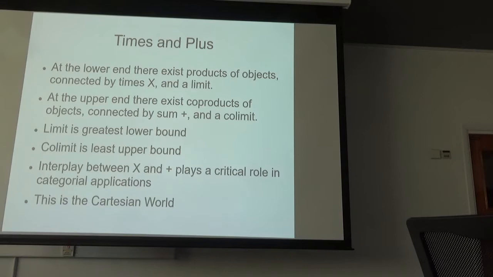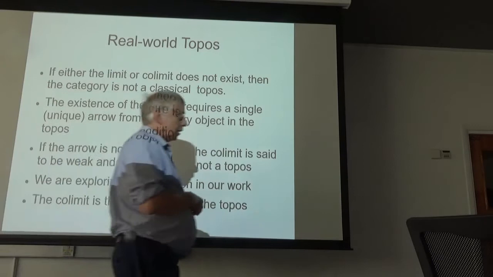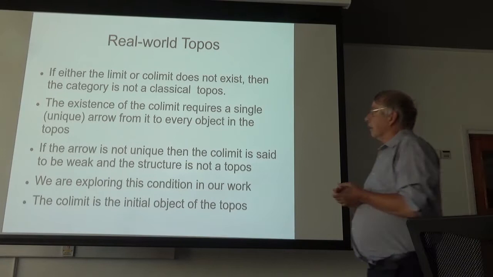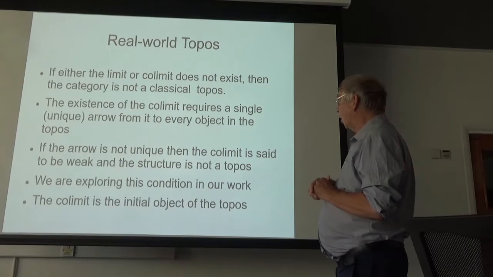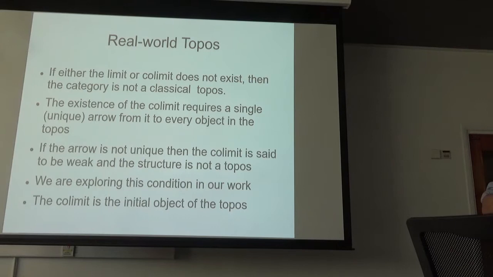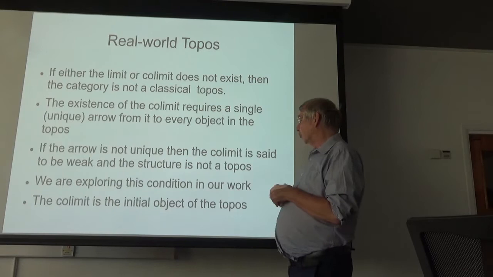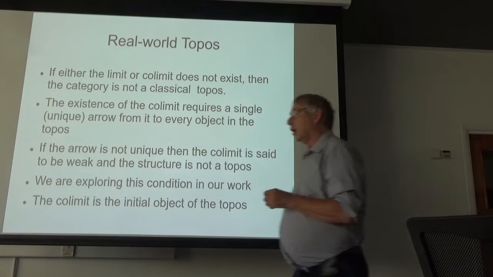So if you don't have closure on your topos, it's not a classical topos. Existence of the colimit, that's the top part, requires a single unique arrow from it to every object in the topos. And that's an important requirement. If the arrow is not unique, then the colimit is said to be weak and the structure is not a topos. So it's a very precise structure. We're exploring this condition in our work, and the colimit is termed the initial object of the topos. So that's the structure that we have been dealing with routinely.